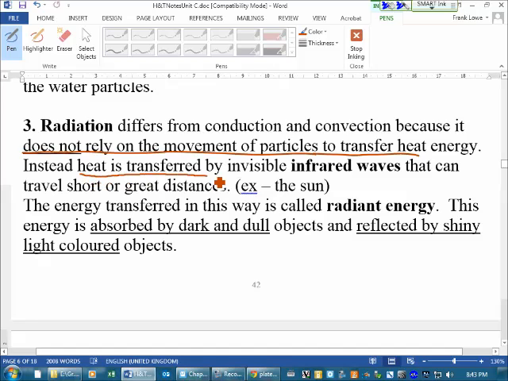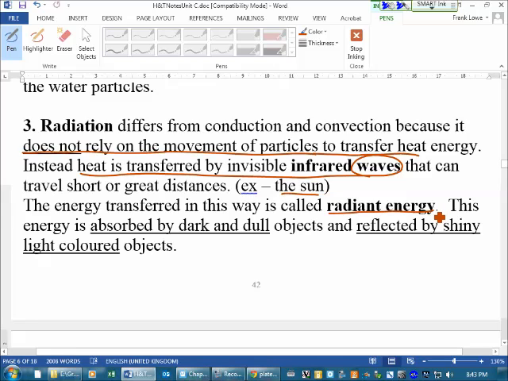Instead, heat is transferred by invisible infrared waves. Okay, and they can travel short distances or really great distances, right? The sun being obviously a great supplier of this type of thermal energy. Okay. Energy transfer in this way is called radiant energy.